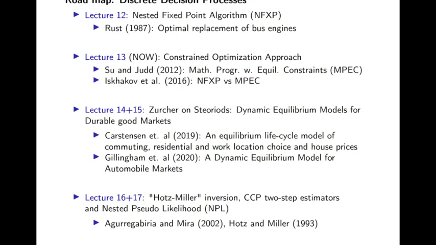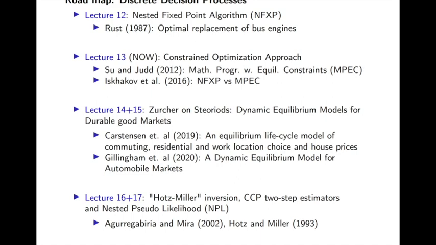So Rust, John Rust, applied this method to estimate a model of replacement of bus engines already in 1987. He developed this algorithm for that purpose. We looked at that last time, so we already introduced the idea that when you try to estimate these structural models, you maximize some likelihood function, imposing the constraints every time you evaluate the likelihood function, because you solve the nested fixed point problem every time you do that.